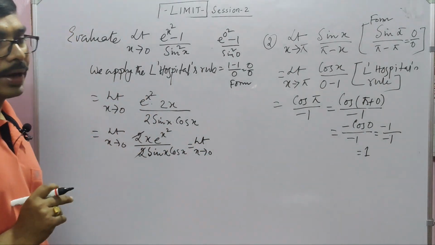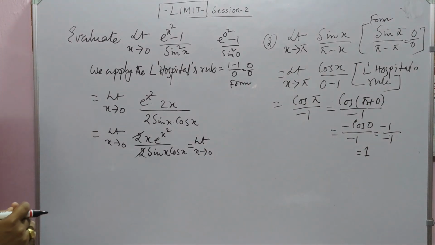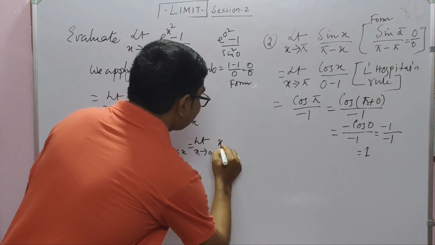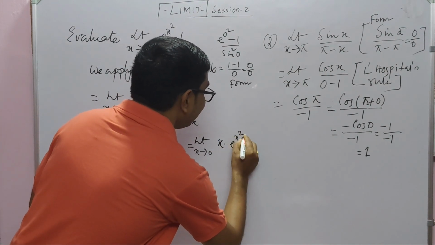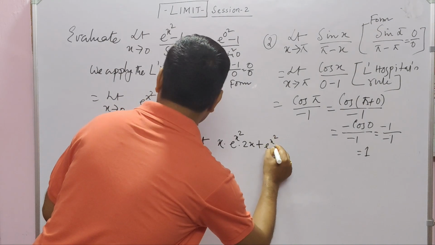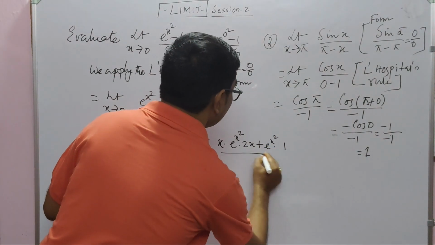Now apply L'Hopital's rule again: limit x tends to 0, x into e to the power x square, that is the rule of u into v, uv. First function constant, second function derivative, that is 2x square plus e to the power x square constant into x's derivative 1.